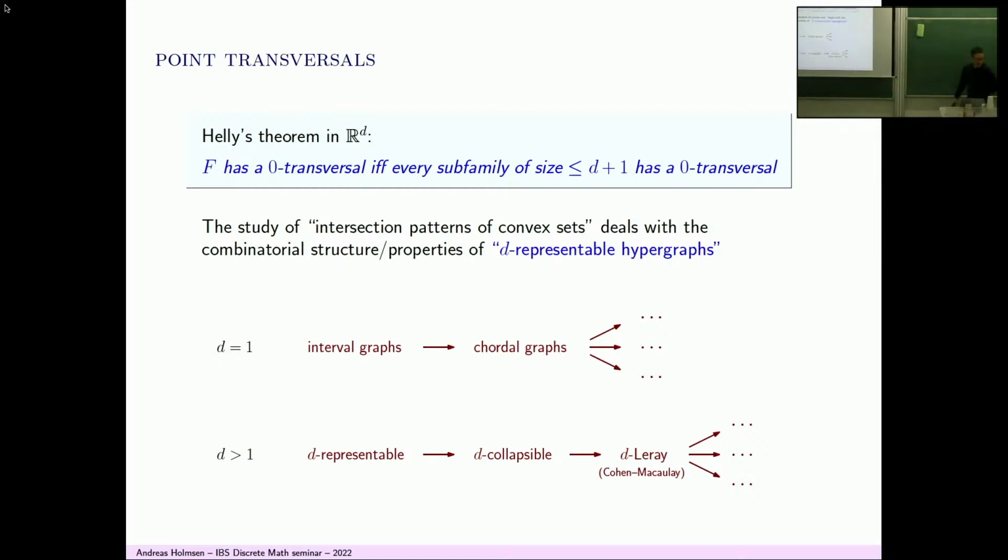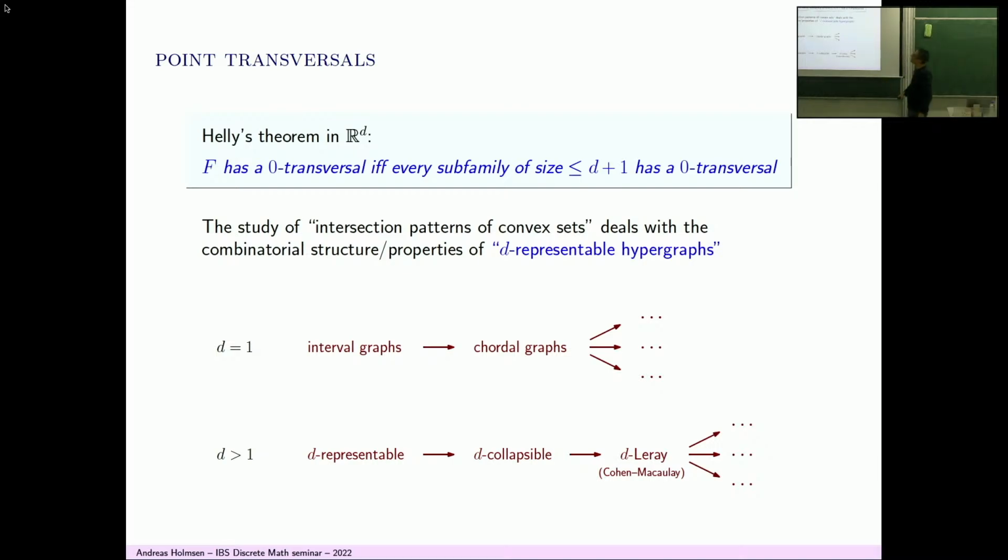And this gives rise to a whole industry of results and research. Often it's called the study of the intersection patterns of convex sets. And in some sense, it deals with the combinatorial structure and properties of what are called d-representable hypergraphs. So given a family of convex sets in R^d, I will make a hypergraph as follows. For every set in the family, I'll make a vertex. And if d plus 1 of them have a non-empty intersection, I'll put a hyperedge there.